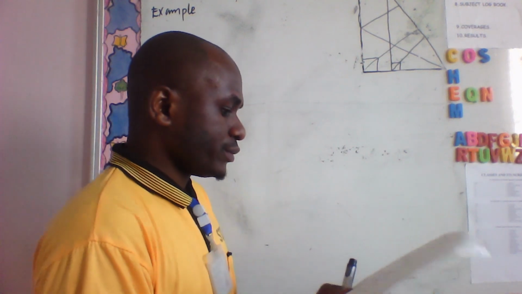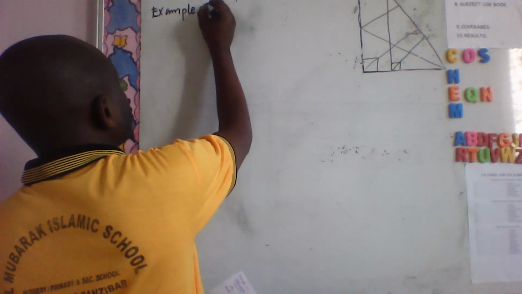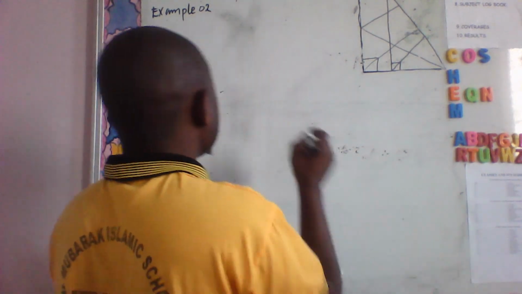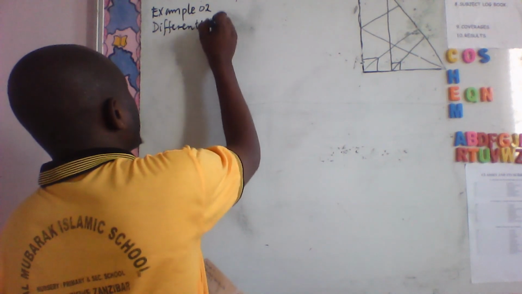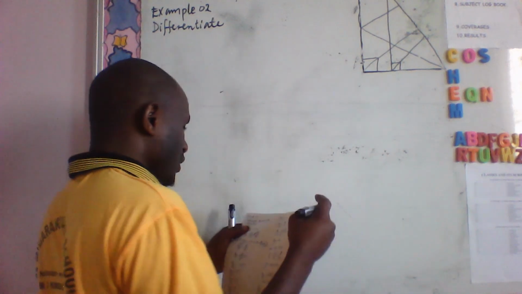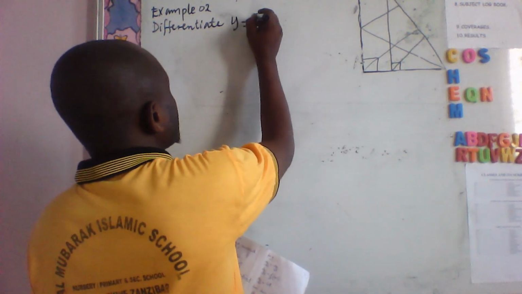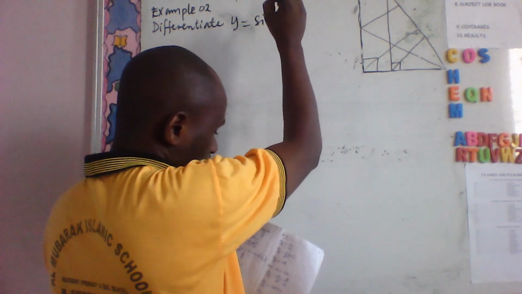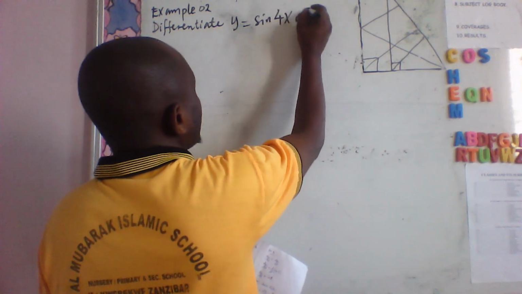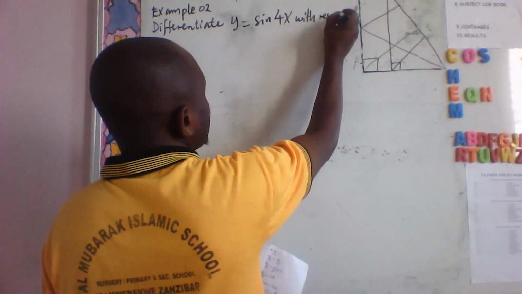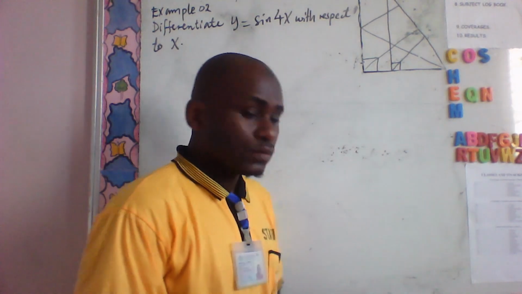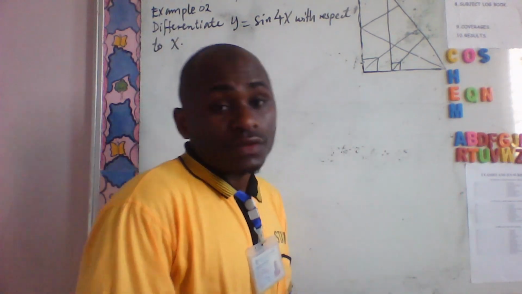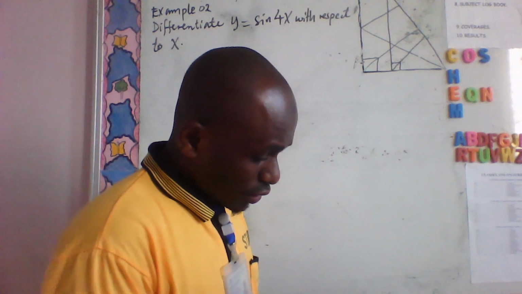Example number 2. Differentiate y is equal to sine 4x with respect to x. So let us see, as normal, how to deal with it in order to get the result.